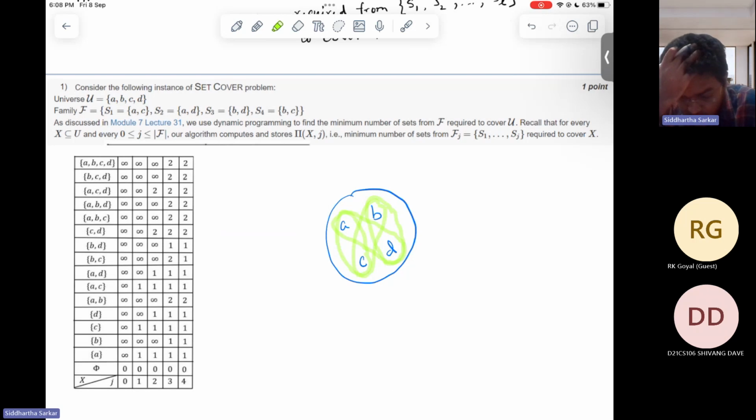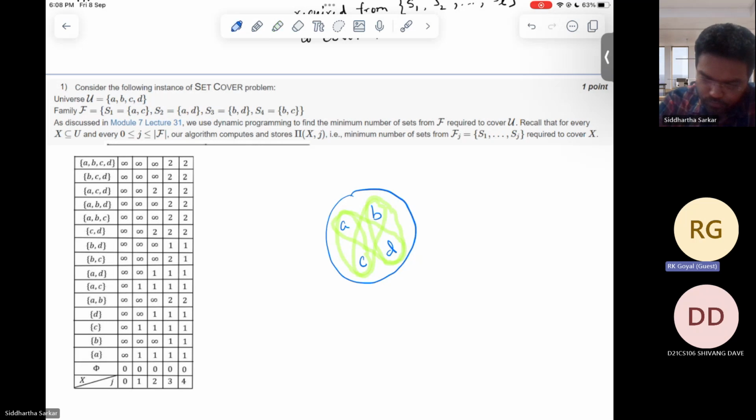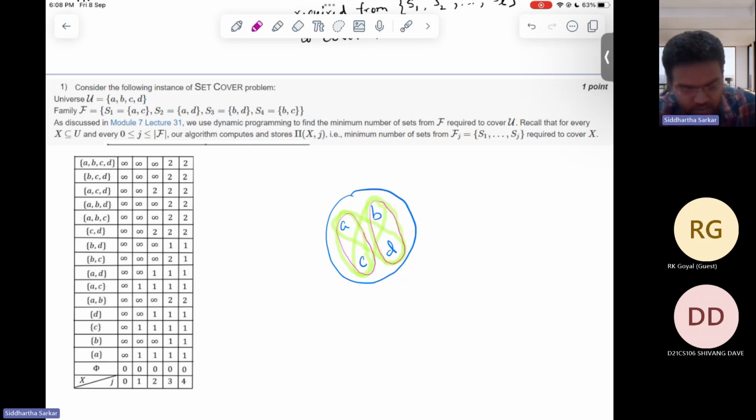You want to take any guesses? If we take the union of S1 and S3, say the value of k is equal to 2, then this will cover the entire set. Exactly. S1 is A and C, and S3 is B and D. So this is a valid set cover because these two sets together cover the entire universe.